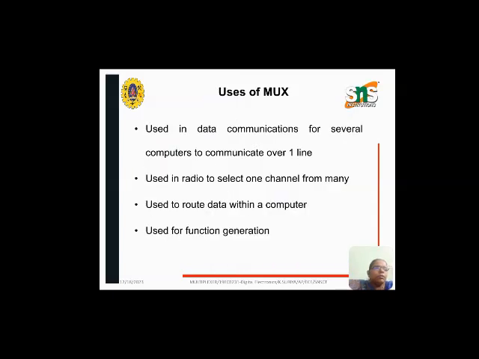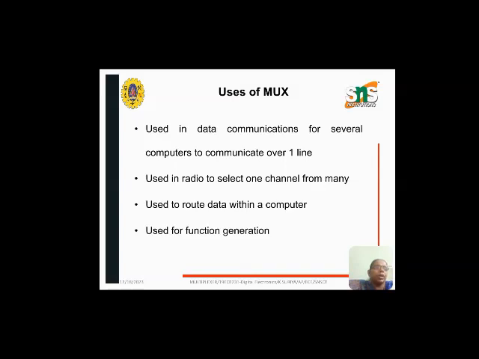So these are the uses of MUX. So MUX is used in data communication for several computers to communicate over one line. So in a network, many computers will be connected together to a common server. So if you want to see information from one particular computer alone, based on the selection inputs, one particular computer will be selected and you can see the information.